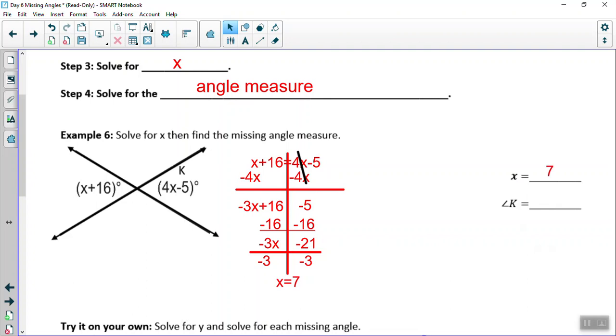So now we want to figure out, well, what do these two angles equal? We know they're equal to each other, so we only have to work out one of them. Right, so to do that, I'm going to just use this one here, the 4x minus 5. So my x was 7. So 4 times 7 was 28, subtract 5 from that, and I get 23 degrees. And we could do the same thing over here. I could take that 7, plug it in here, add it to 16, and we should still get 23 degrees.